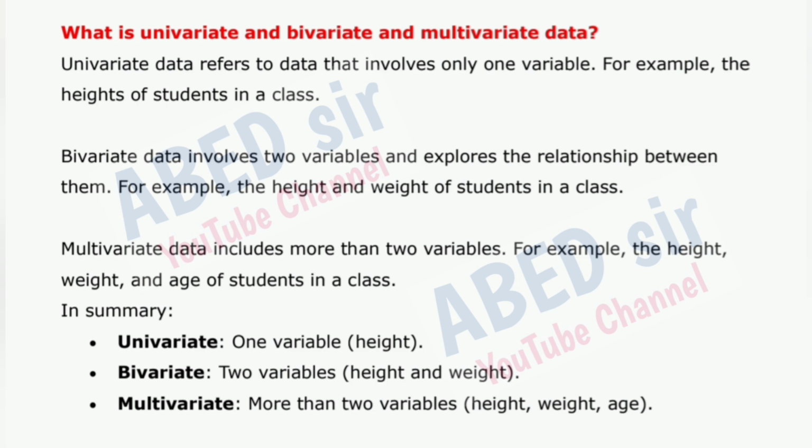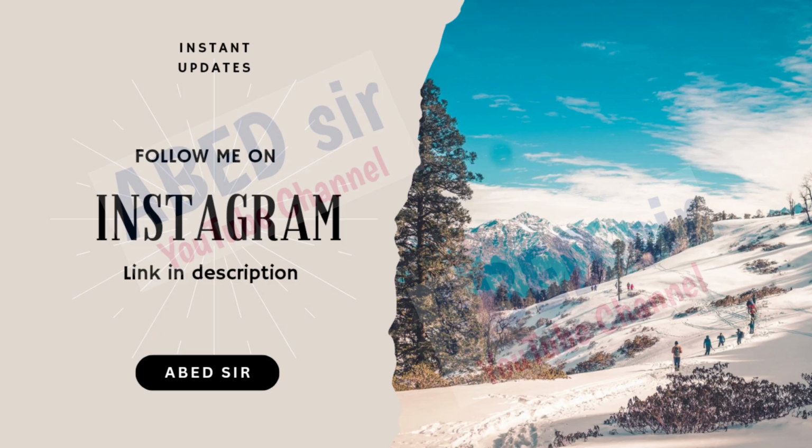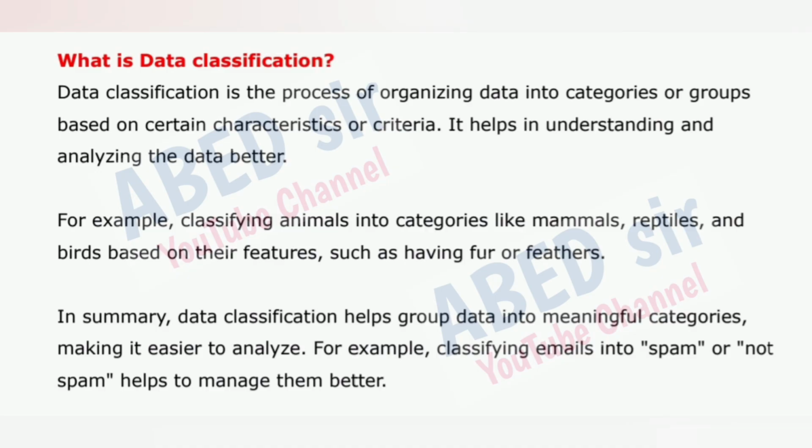In summary, univariate: one variable, height. Bivariate: two variables, height and weight. Multivariate: more than two variables, height, weight, age. Next important short question is: what is data classification?